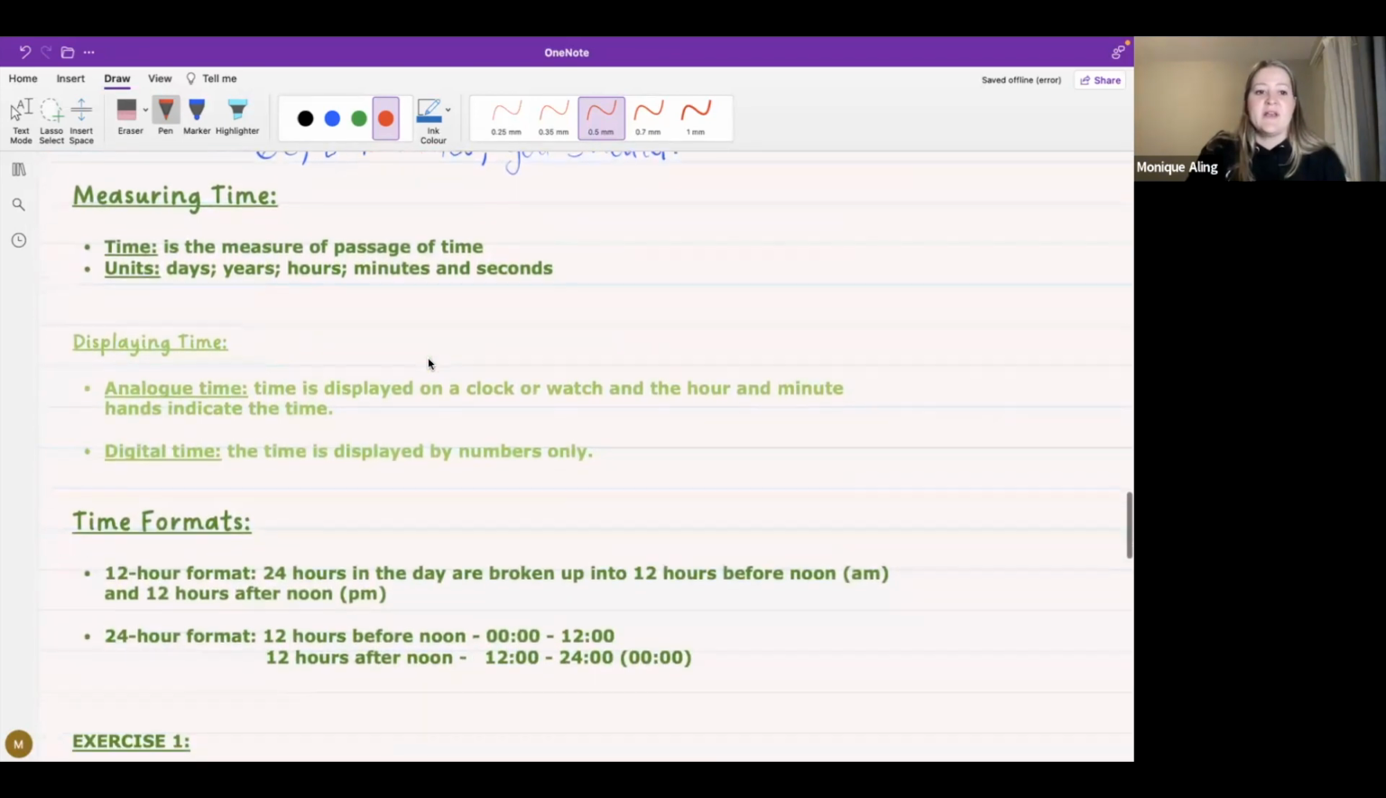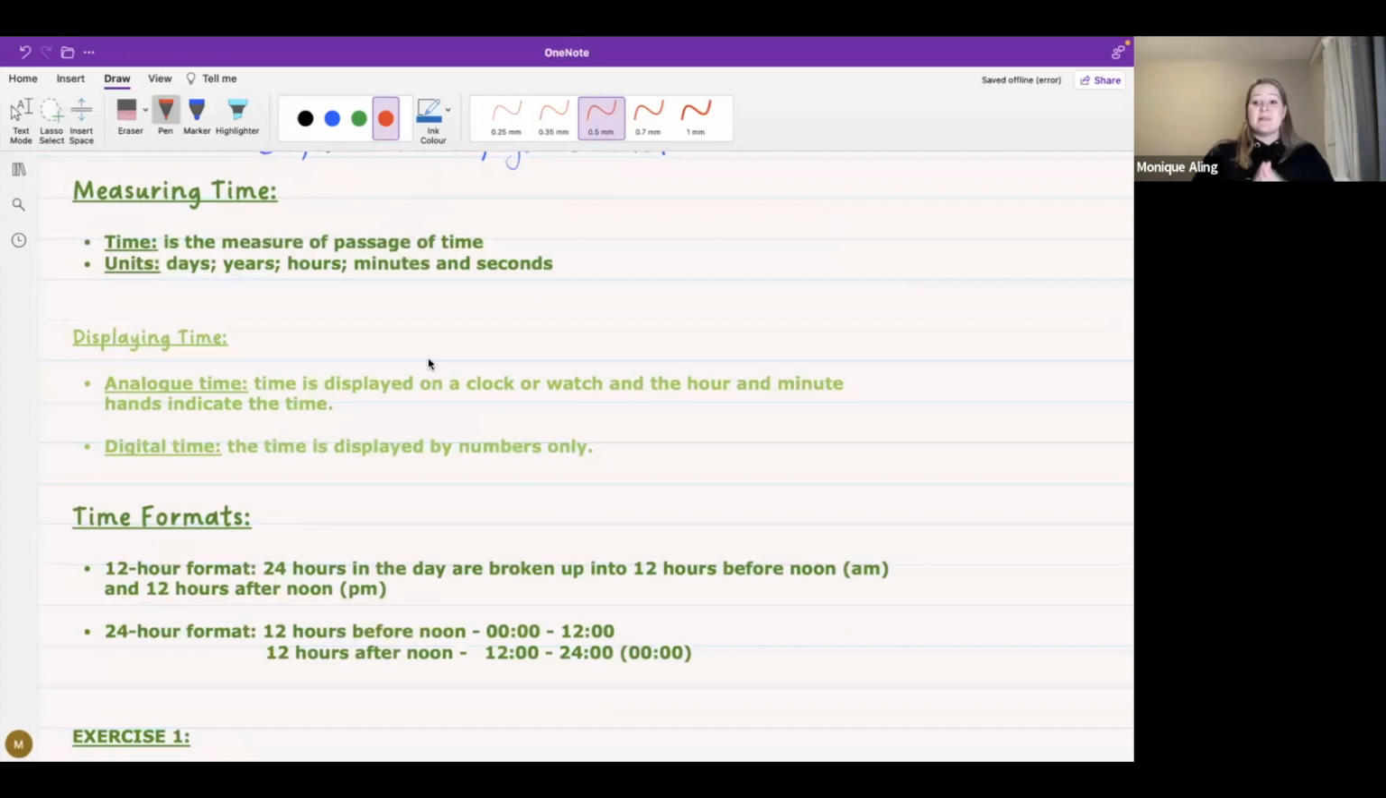Okay, so measuring time's also quite a popular topic. Can be a little bit confusing at times, but again, it's conversions you need to know off by heart. So time is the measure of passage of time. Our units are days, years, hours, minutes, and seconds. So we need to know how to convert between all of those units.